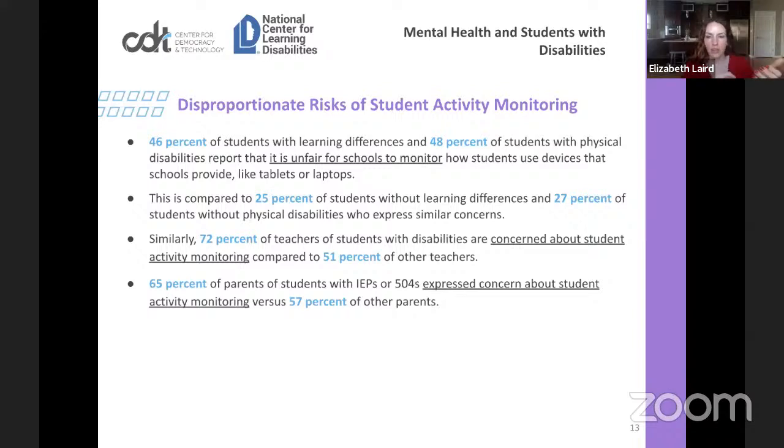And then finally, with parents, spoiler alert, we see the same trend. 65% of parents of students who have IEPs or 504s express concern about student activity monitoring, compared to 57% of other parents. So Erin, my question to you is, I just rattled through a lot of data. Why do you think that students with disabilities, or parents who have students with a disability, or teachers who work with them, are more concerned? And what is the heightened or disproportionate harm that could come to these communities because of student activity monitoring?